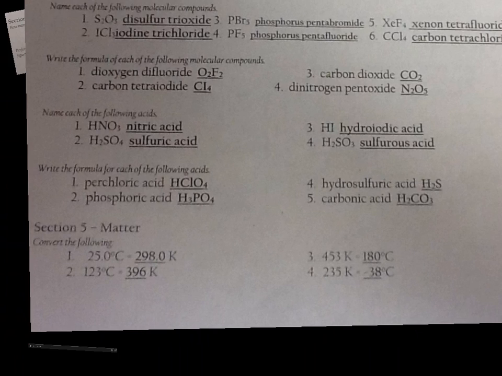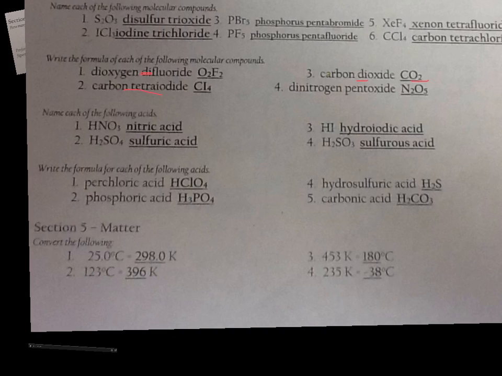So the answer for number 1 is O2F2 because dioxygen and difluoride have the prefix di in front of it, and that means 2. For number 2, carbon tetraiodide is CI4, and you get the 4 from the tetra, which is the prefix for iodide, and carbon doesn't have a prefix. For carbon dioxide, it's CO2, and the O2 comes from the prefix di in front of the oxide.